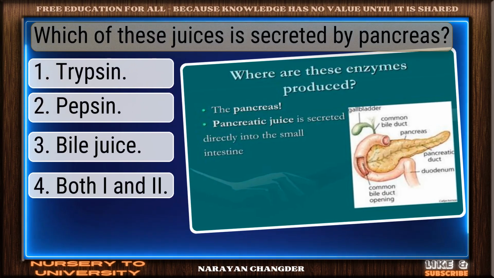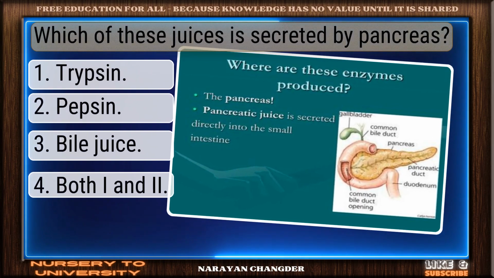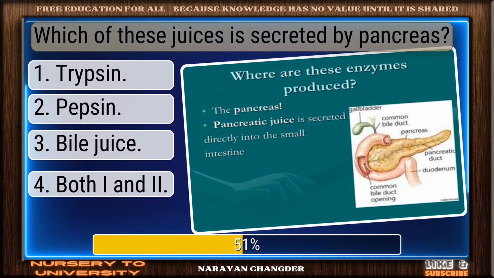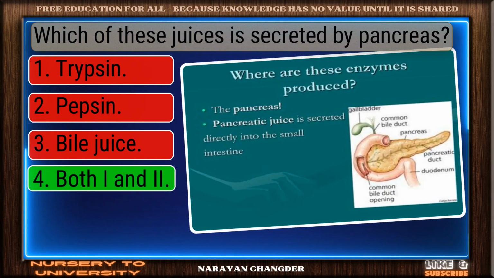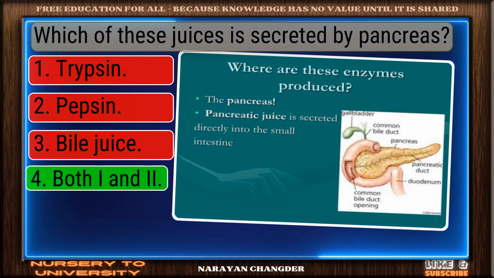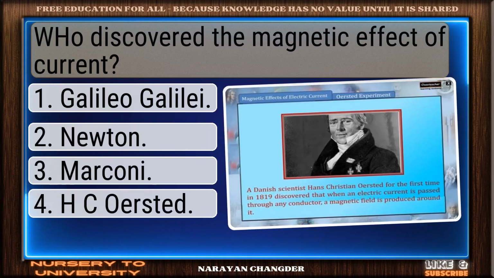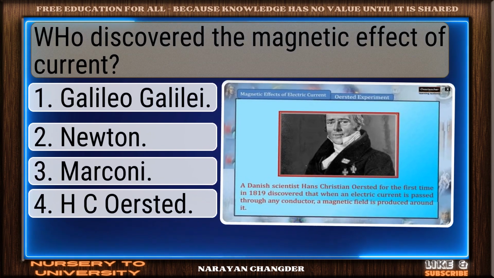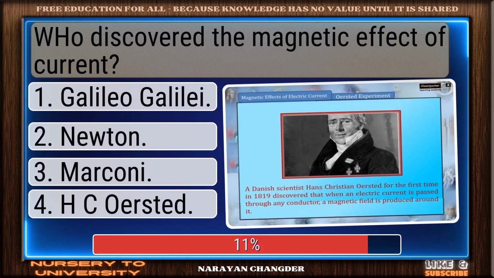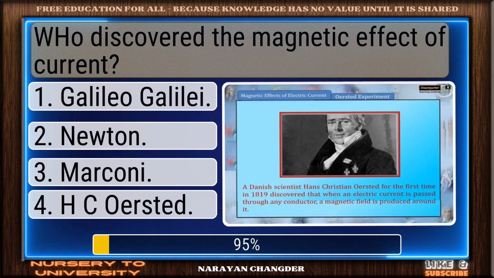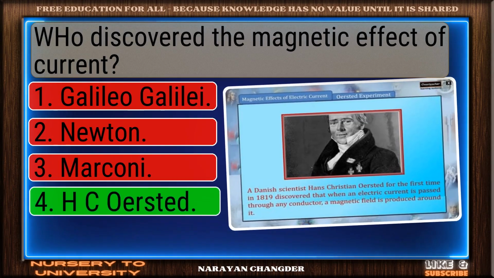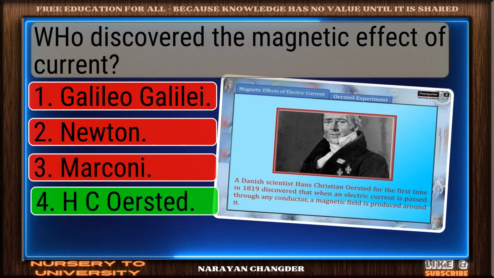Question number 30. Which of these juices is secreted by the pancreas? Well done. Both I and II is the right choice. Question number 31. Who discovered the magnetic effect of current? Great job. H.C. Oersted is the accurate answer.